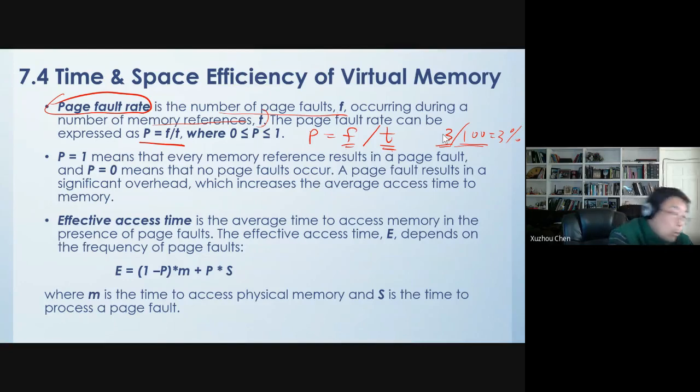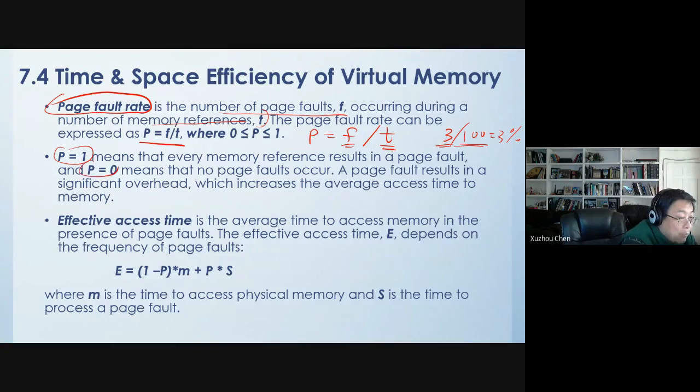Now the worst scenario is P equals 1, right? That means every page reference incurs a page fault. Every time you refer to a page, you have a page fault. That's really bad. I don't like this.